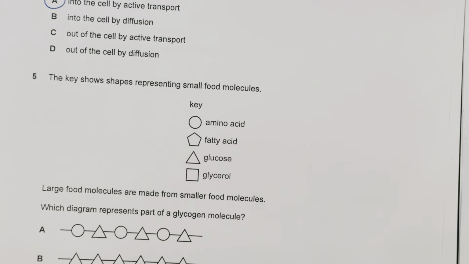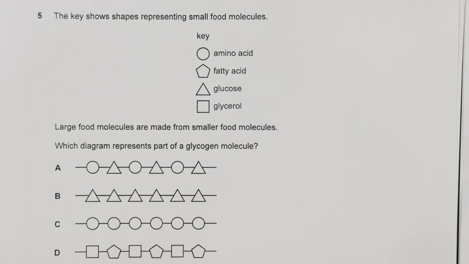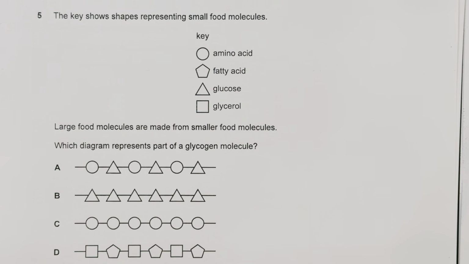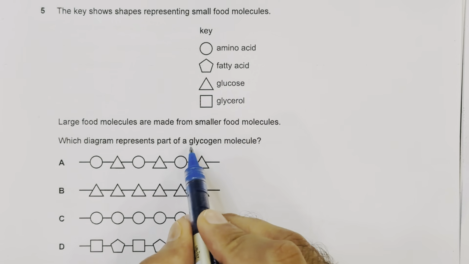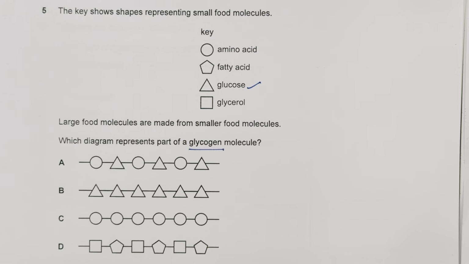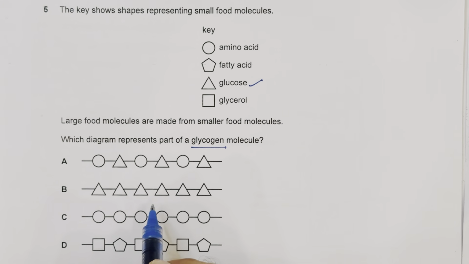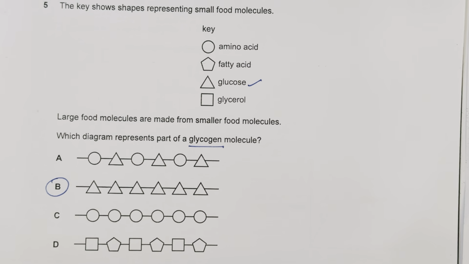Okay, question number 5 is a very interesting and easy question. The key shows shapes representing small food molecules: circle for amino acid, pentagon for fatty acid, triangle for glucose, square for glycerol. Large food molecules are made from smaller food molecules. Which diagram represents part of a glycogen molecule? We know that glycogen should be made of glucose. So option number B is carrying all glucose particles. So this is the right selection.